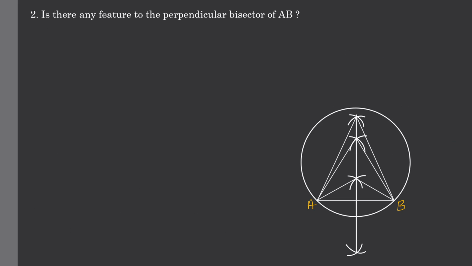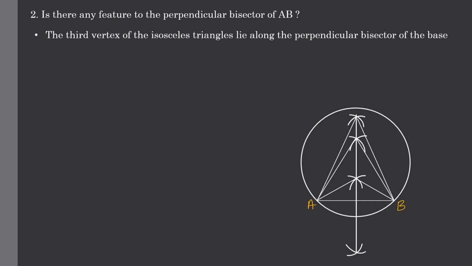Now, can you tell me, is there any feature to the perpendicular bisector of AB? Carefully look at the picture and tell me what is the speciality of this perpendicular bisector. Yes, the perpendicular bisector passes through the third vertex of the isosceles triangle, isn't it? So, the third vertex of the isosceles triangle lies along the perpendicular bisector of the base. Now my question is, can you find the center of the bangle now?